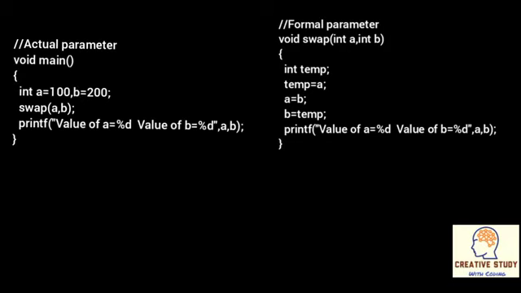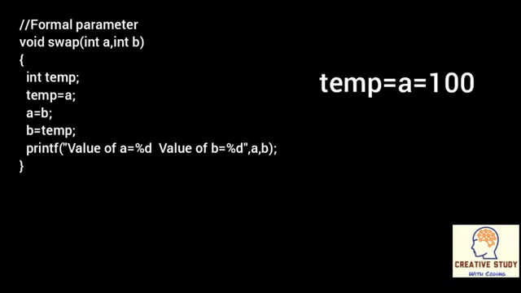In call by value, when values are passed from actual to formal parameters, values are stored locally to the function in a memory location. If we change the values, these are changed for the current function only. Now let's see how this code for swapping values works.